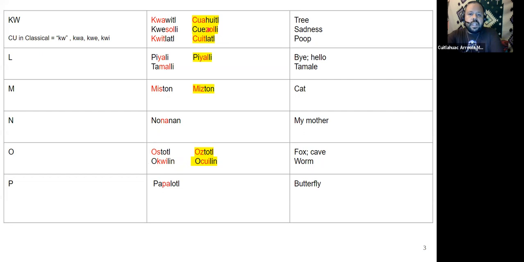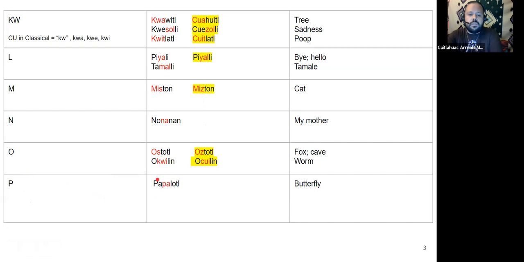Now you'll notice that in classical, the Z, we'll get into it a little later, but the Z is always an S sound. Never like the Z sound in English, always an S sound. Right? Same sound, right? This letter, papalot.